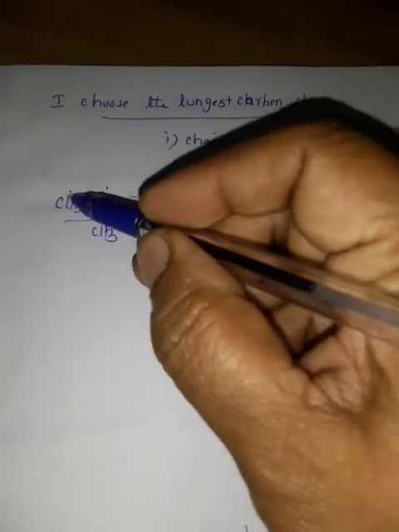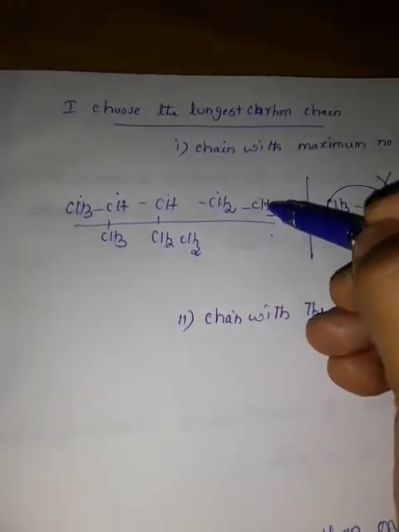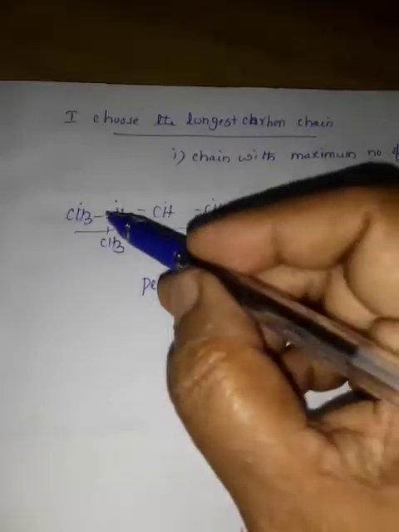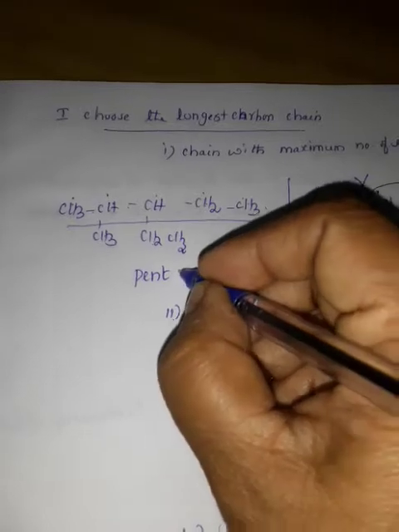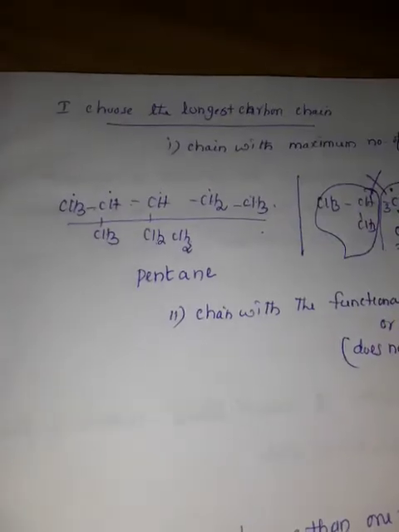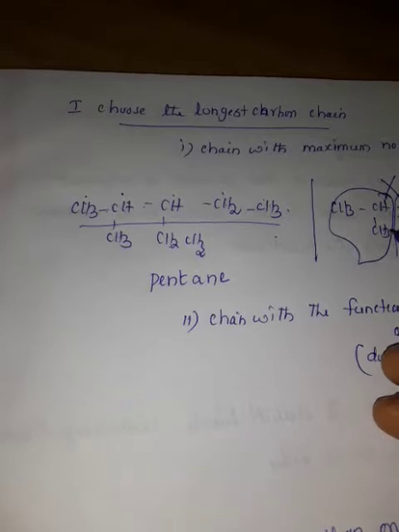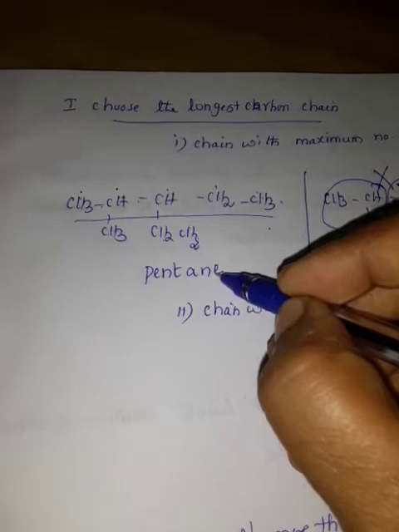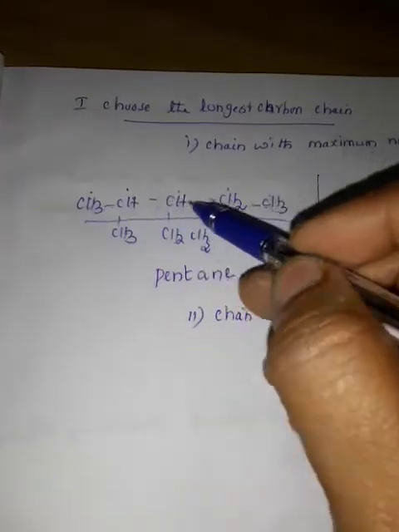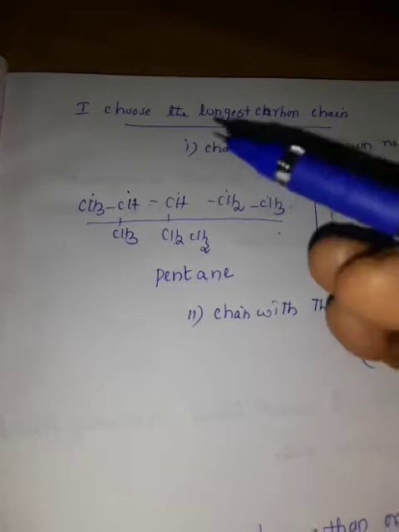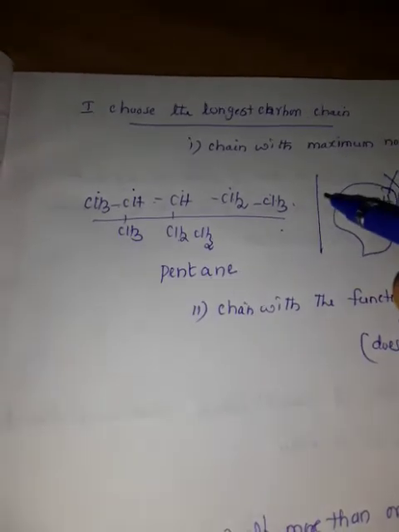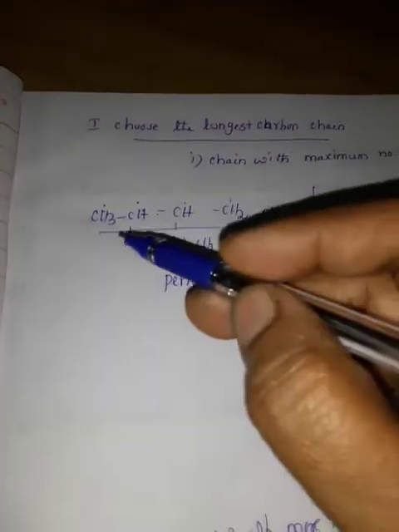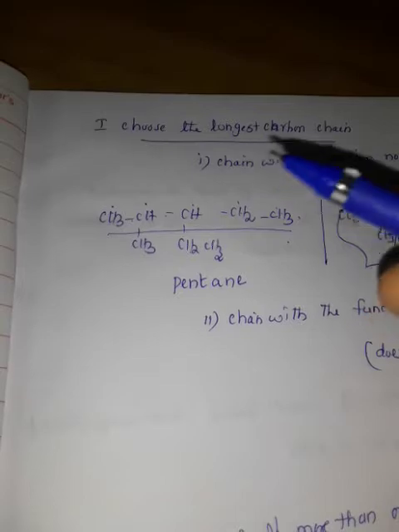Here there are 5 carbon atoms: 1, 2, 3, 4, 5. 5 means pent. This is the root word. Then the single bond, that is ANE. Single bond means saturated, ANE. This is the primary suffix. Now for the secondary suffix, you have to search for a functional group. Maybe alcohol, aldehyde, ketone, acid, ester, ether, sulfonic acid, nitro. Nothing is there. So the secondary suffix is absent.